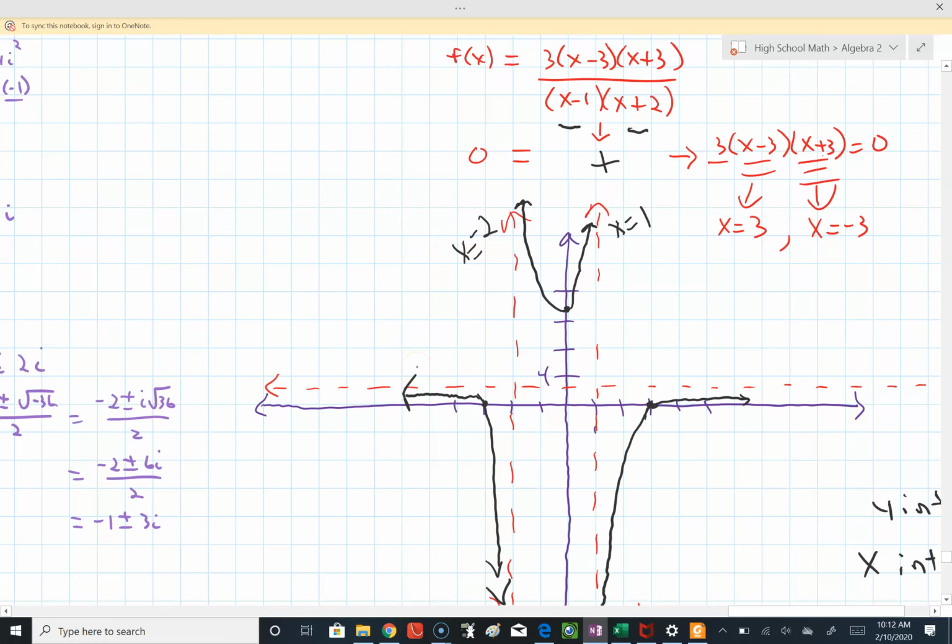All right, I'm going to try graphing this on Desmos, and hopefully we get the same picture. If not, I'll have to give a refund on my math degree.